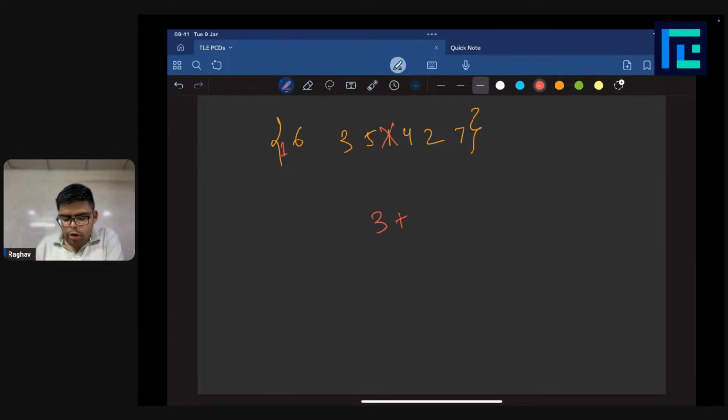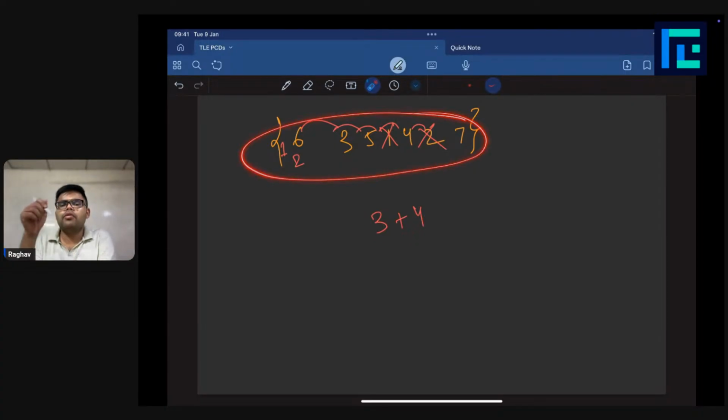Now for the two, how many people are there who are greater than two and are in front of it? There are 1, 2, 3, and 4. Four people. So I will have to make four more operations to get two at the front. Then for 3, 4, 5, and so on, I can just find out the number of operations required to sort it. I'm just finding the number of operations to sort it.